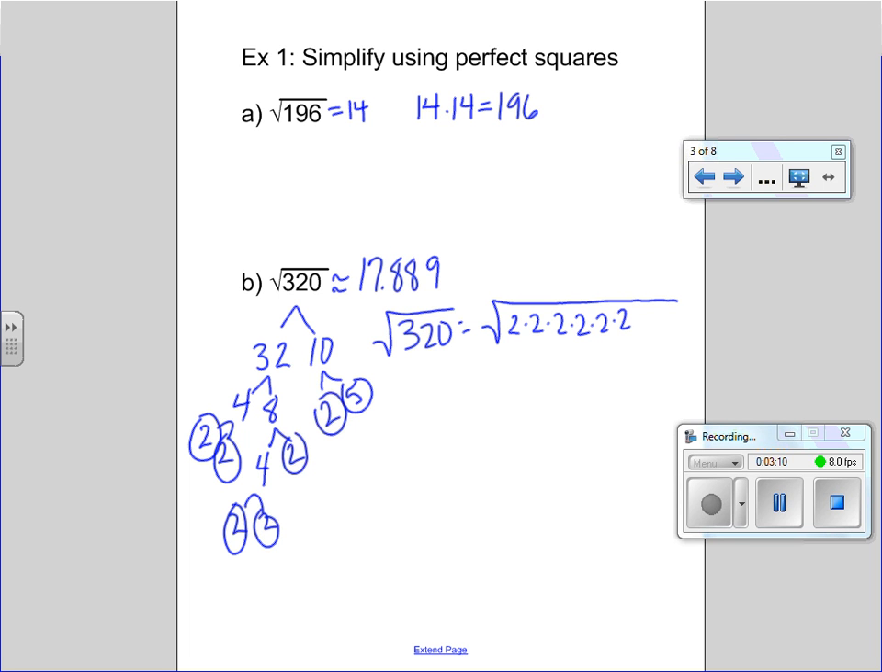and 1 5. Some prior knowledge that you hopefully have is that radical 2 times radical 2 will give me radical 4.